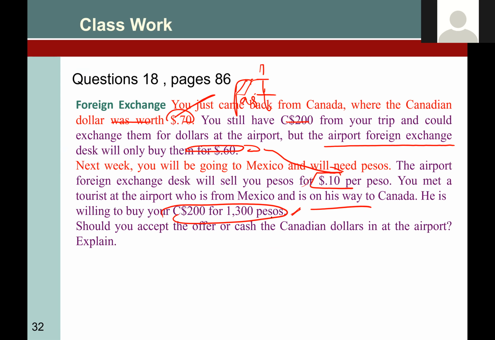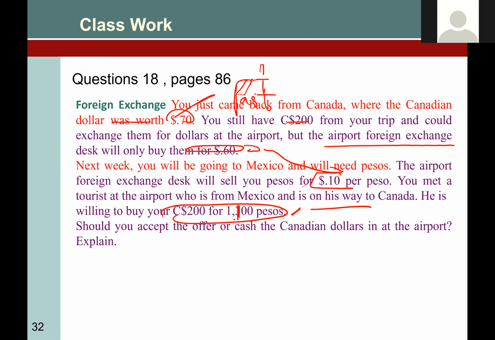The direct offer. Right? I didn't calculate because they charge you twice. That doesn't mean anything. What if this is 1100 pesos? You still go for it? We don't know whether this offer is worthwhile or not.